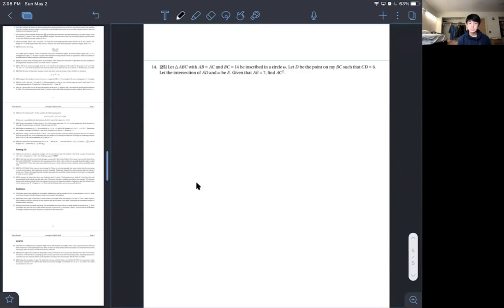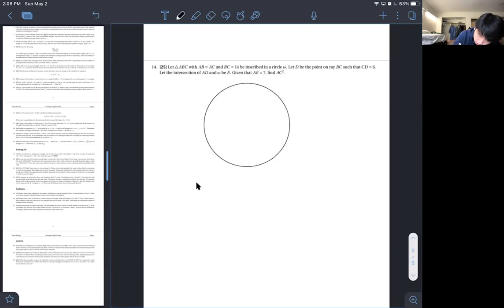Next up, problem 14. I'm gonna try and pick it up a little bit. Let triangle ABC with AB equals AC and BC equals 14 be inscribed in a circle omega. Let D be the point on ray BC such that CD equals 6. Let the intersection of AD and omega be E. Given that AE equals 7, find AC squared.